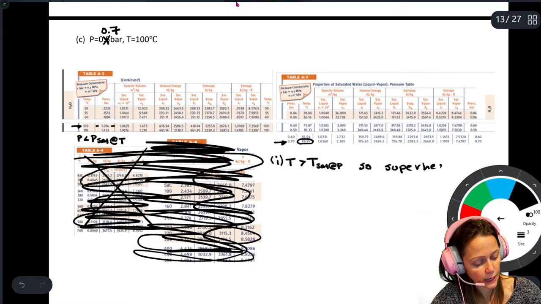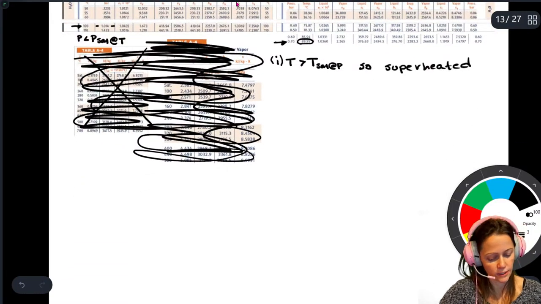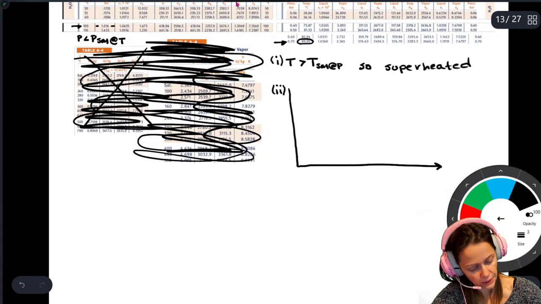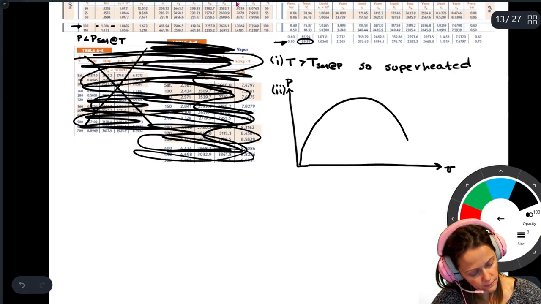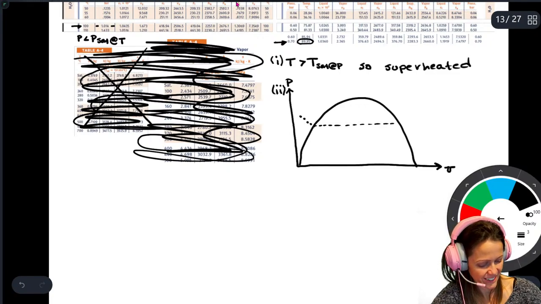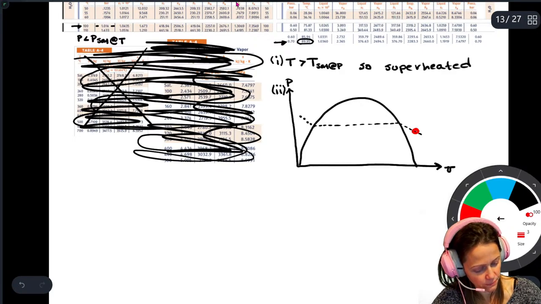So if I needed to pull out properties, I would need to go to those superheated tables. But really, the only thing I need to do here is draw the location on a PV and a TV diagram. That's all I'm going to do. So I'm not going to pull out property data or anything like that at this point. Okay, so I'm going to draw my lines of constant temperature correctly this time. There we go. So we figured that we were in that superheated region.